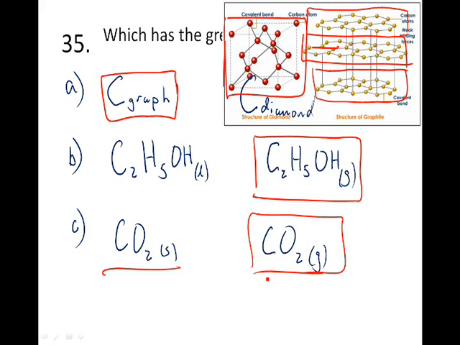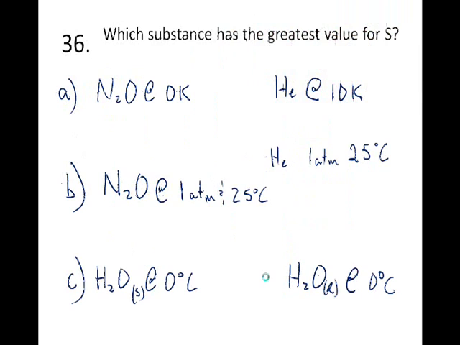Moving on to number 36, which substance has the greater value for delta S? I must have left the delta out when I was typing that. I'm sure there's one there. For each pair, which substance has the greater value of S? Okay, so yes, the greater value of entropy.